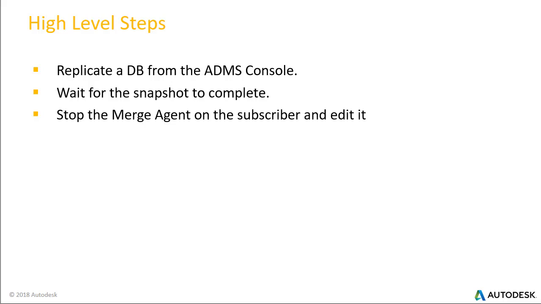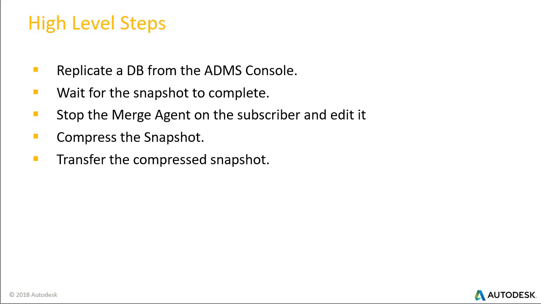So you would stop the merge agent on the subscriber, edit it with the variable that I'm going to show you later. And then once you've done that, you would start to compress the snapshot back on the publisher and transfer the compressed snapshot. Again, there are various methods that you can use to transfer it. Possibly the easiest way is to just copy it using robocopy over the network. That's going to be faster.